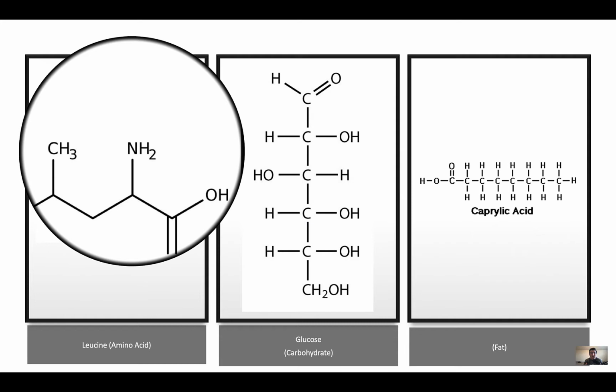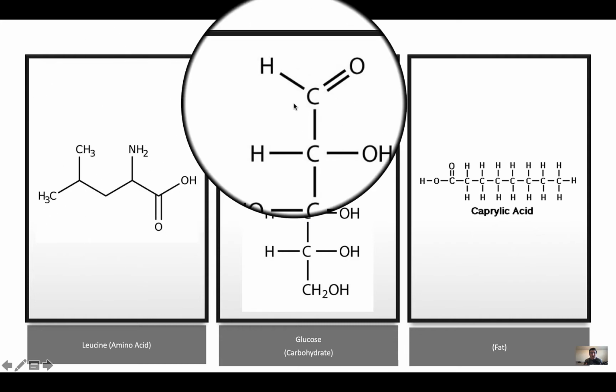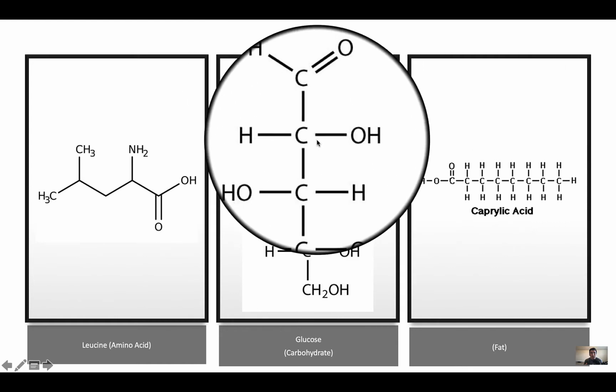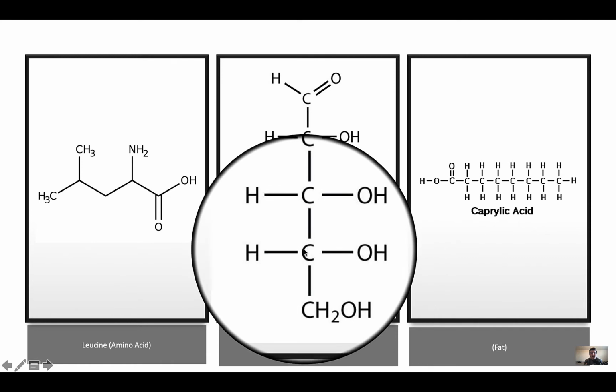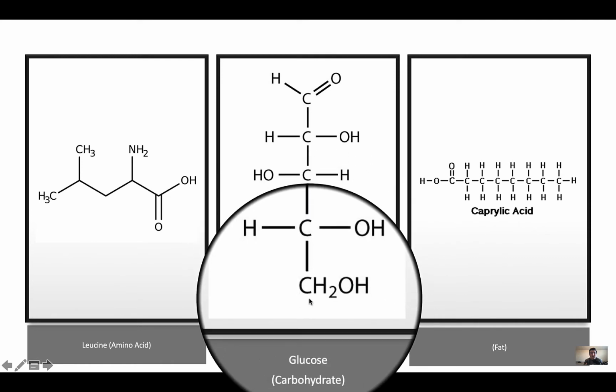If we go over one, we go to the center, we're going to see glucose, C6H12O6. Now look here. We have 1 carbon, 2 carbon, 3 carbon, 4 carbon, 5 carbon, 6 carbon. It might be a carbon copy of each other.